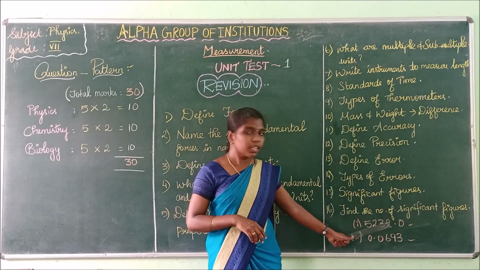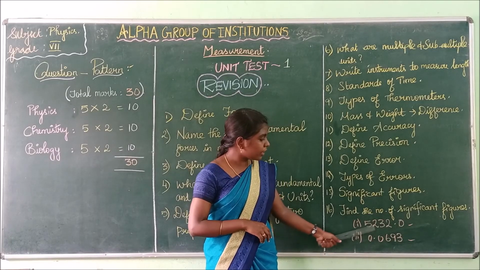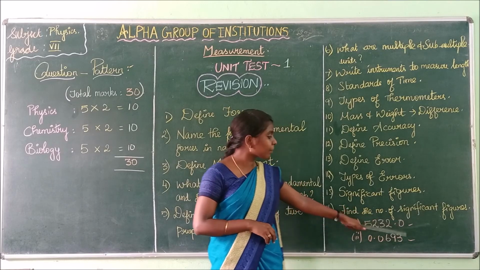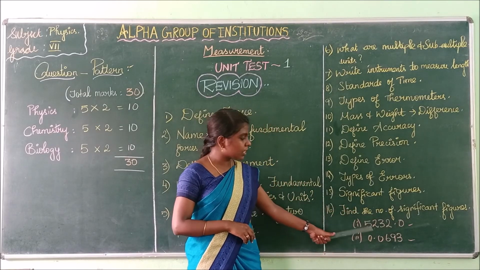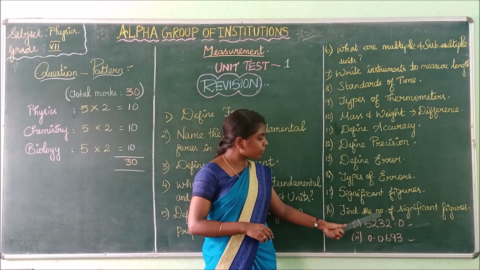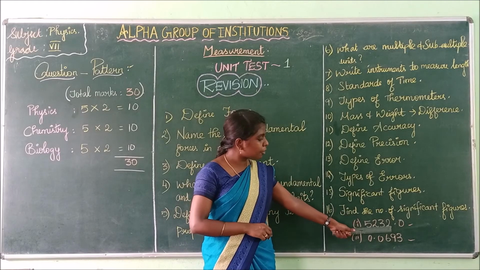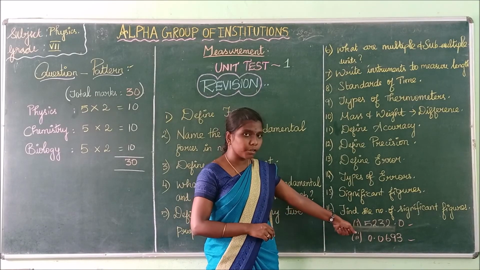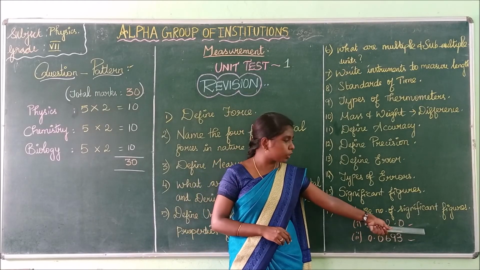Now see, in this number, how many significant figures are there? 1, 2, 3, and 4. This 0 has no value. So there are 4 meaningful digits, 4 significant figures in this number. You have to write the answer as 4 here.